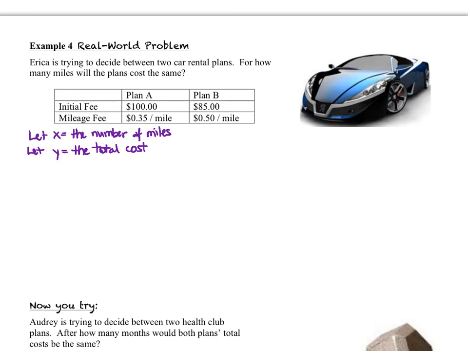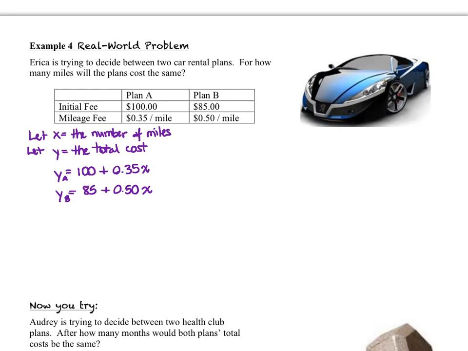For plan A, y, and I'm going to call it y sub A, is equal to the initial cost of $100 plus the per mile cost of 35 cents times the number of miles x. For plan B, we're going to set it up as the initial cost 85 plus the per mile cost of 50 cents, and that multiplied by x.